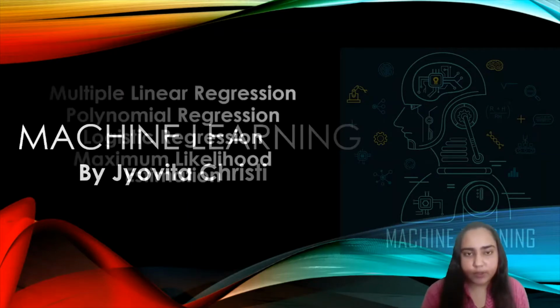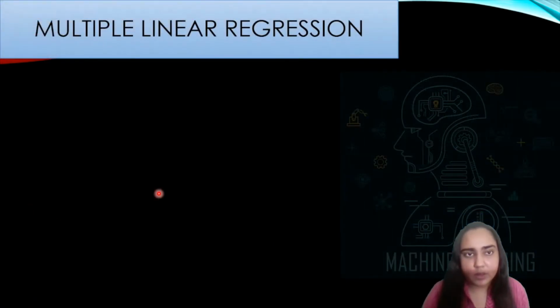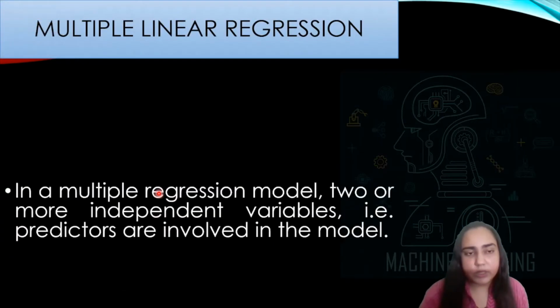In this video, we are going to study the multiple linear regression, the polynomial regression, the logistic regression, and the maximum likelihood estimation. So these are the other four kinds of regressions that we have other than the simple linear regression that we saw in the previous video. So let's begin. We'll start with the multiple linear regression.